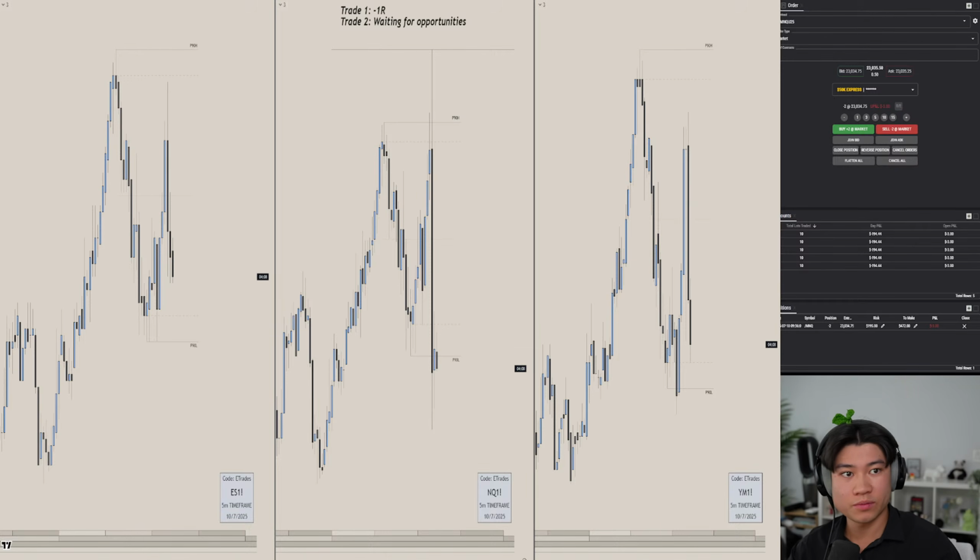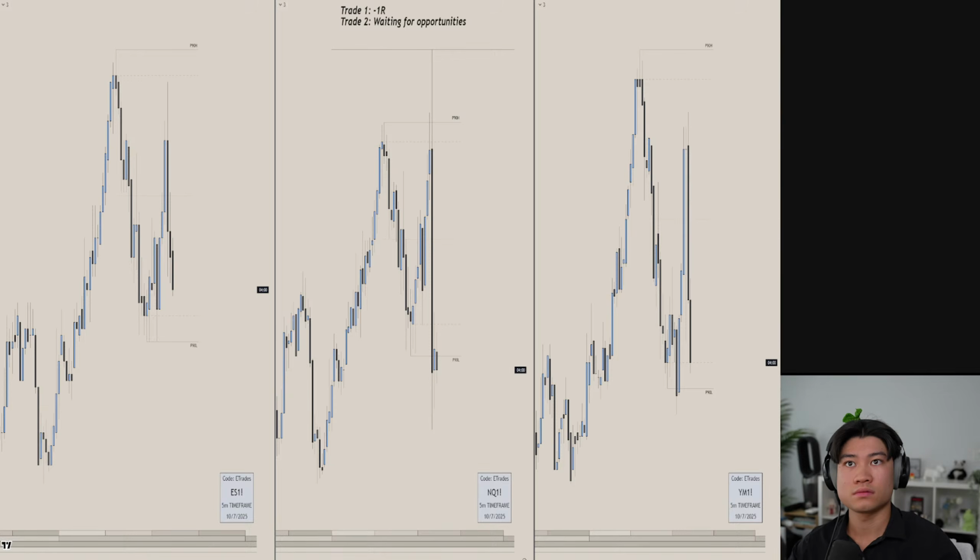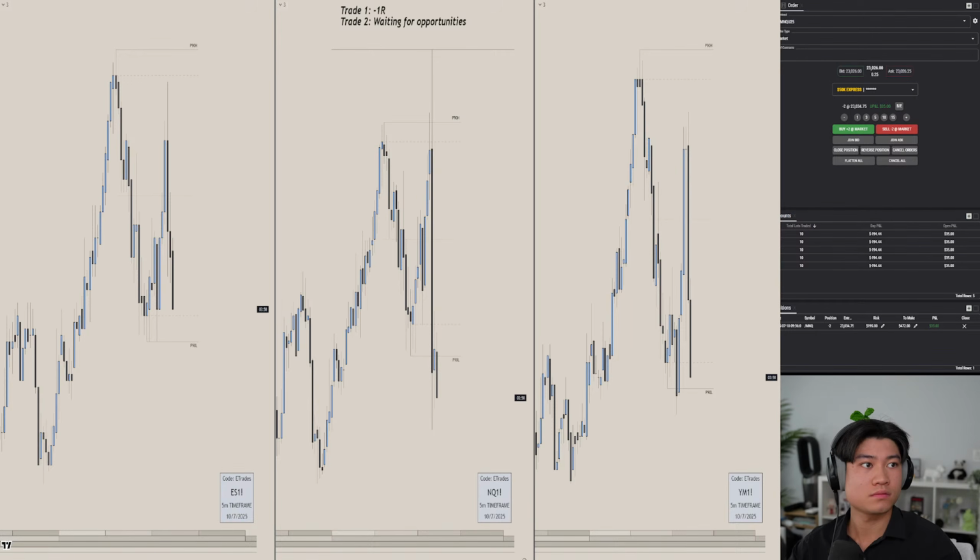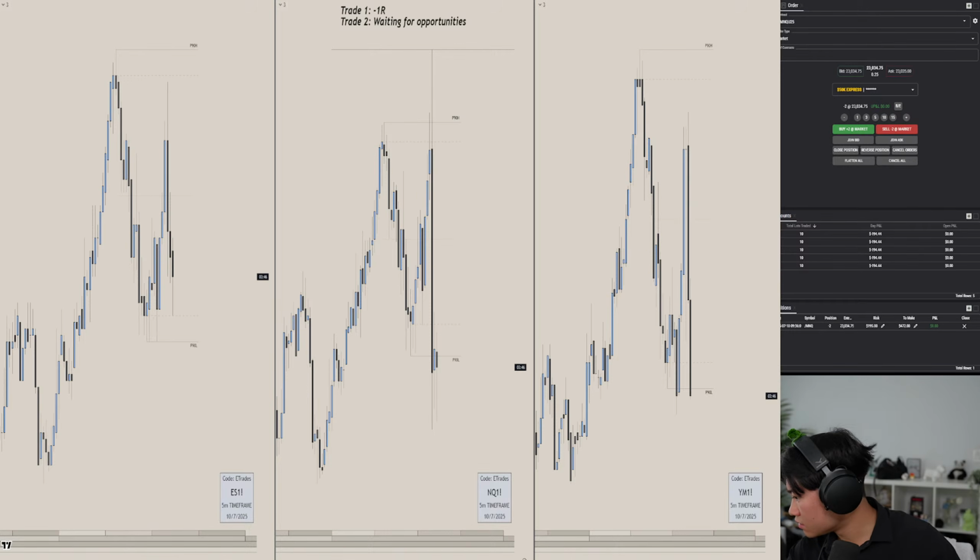I have no idea why, but my TopStepX is frozen right now. Please unfreeze. Yeah, I think it might be like a server issue.